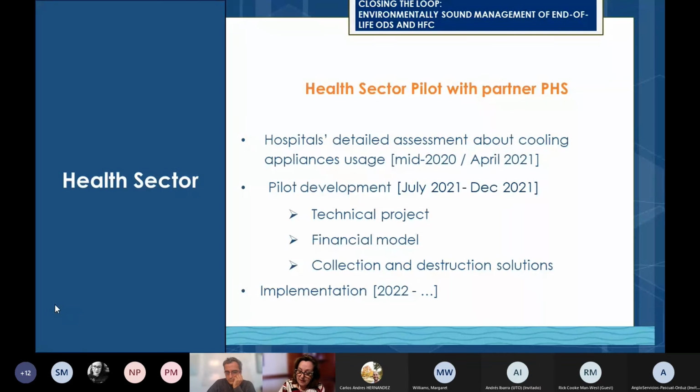The health sector pilot team has finalized its assessment last April, and now we have the inventory of all cooling appliances in this 33 hospital sample. We are now detailing the technical part, the financial model, and then looking at ODS and HFC end-of-life solutions. Implementation is expected to start in 2022. I would like now to give the floor to my colleague Vital to present the pilot project in the health sector. Next slide, please. Vital, you have the floor.